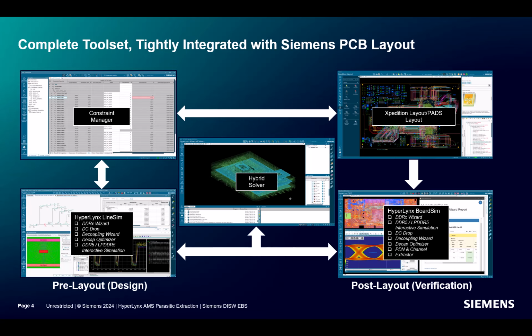Design is an iterative process. As you lay out a board, using analysis during the physical design cycle can help you tune and improve the design in real time rather than waiting until layout is complete when it's too late to make substantive changes. Combining Hyperlinks with Siemens design capture and layout can significantly reduce your design cycle and improve your design's performance.